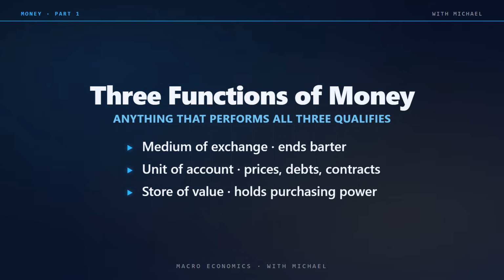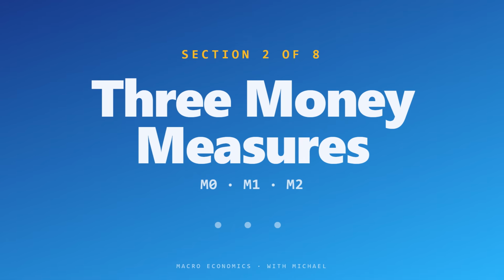Anything that performs these three functions reasonably well qualifies as money. Historically, that meant gold and silver coins. Today, it means central bank notes plus, far more importantly, the deposits sitting in your bank account. Section 2. The three money measures: M0, M1, M2. To analyze money in a modern economy, we use three nested measures, each broader than the last.